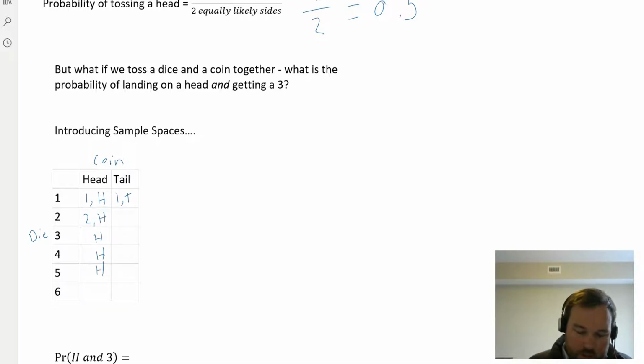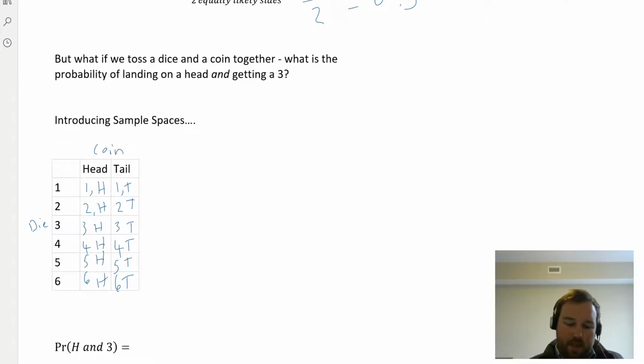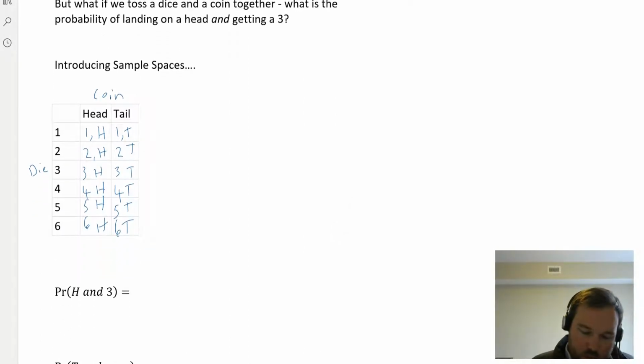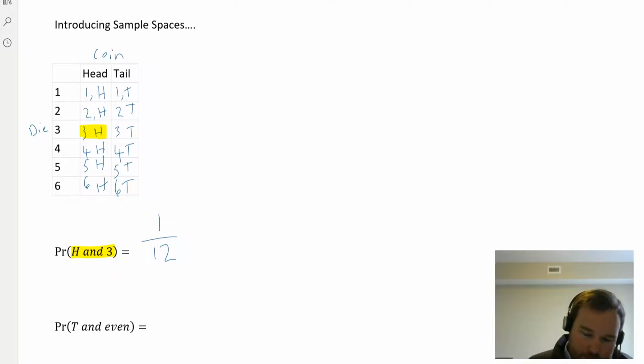And what we do is we fill this table in. 3, 4, 5, 6. Can't even count. 2, 3, 4, 5, 6. And you can see that when we toss a coin and roll a dice, taken together, there are 12 possibilities. Therefore, the probability of a head and a 3 there, that is one outcome we want out of 12 possible outcomes.